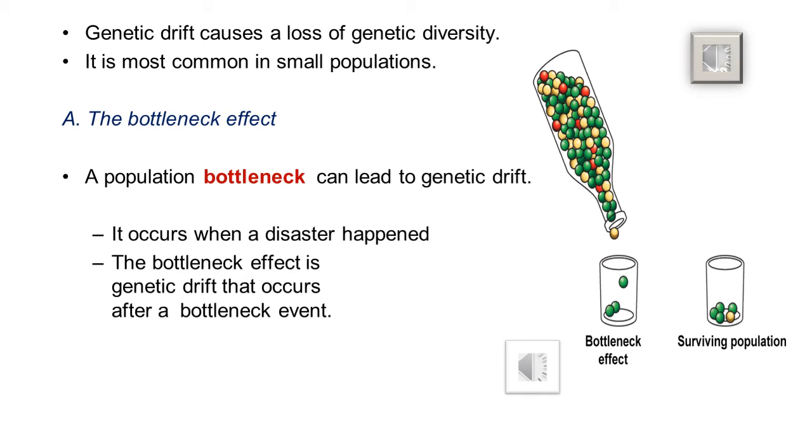After the bottleneck effect happened, we have only limited traits and no variation in the population because other traits disappeared, because they couldn't survive.